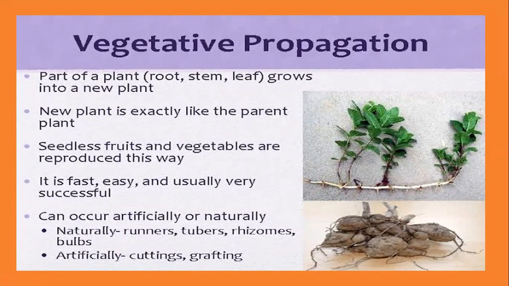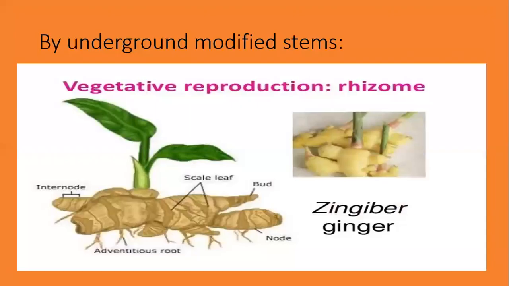It can occur by natural methods like runners, tubers, rhizomes, and bulbs, or even artificially by cutting, grafting, etc. Now, let us study about the natural vegetative propagation by underground modified stems. The picture given here is of ginger, which is a rhizome.